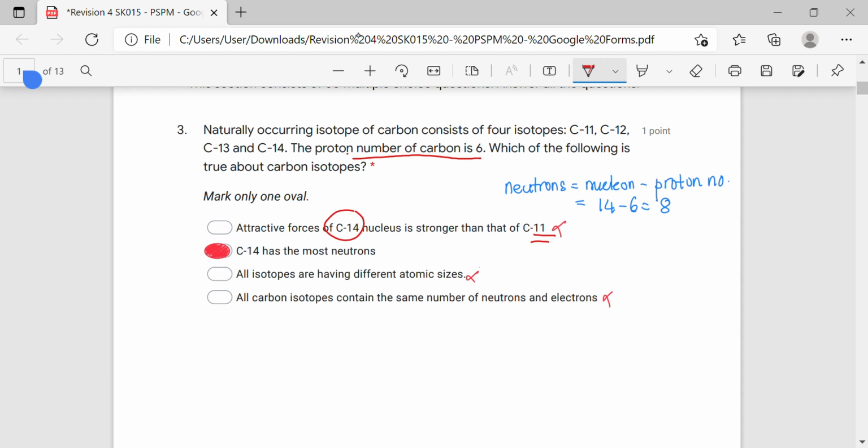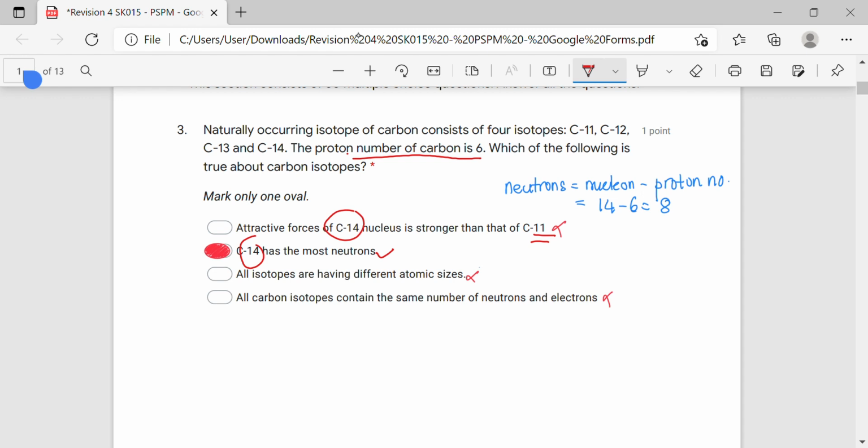Okay, so carbon 14 has the most neutron. So kalau nak calculate neutron, kita akan tolak number of nucleon minus number of proton. So 14 minus 6. So yang ni 11 minus 6, 12 minus 6. Okay, disebabkan dia besar, jadi sebab itulah neutron dia lagi besar.